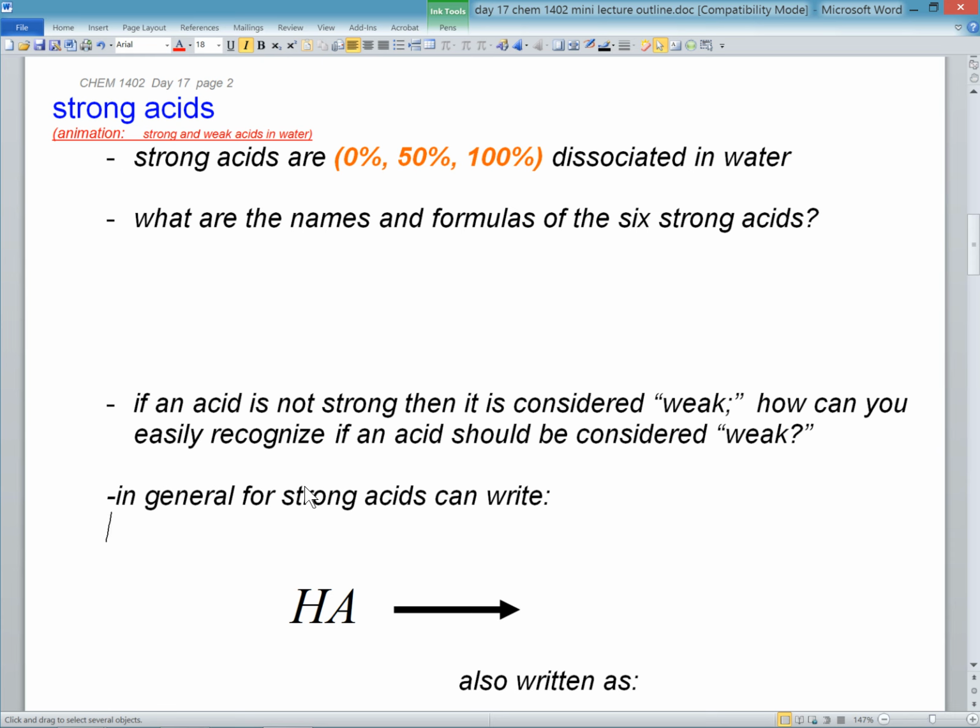So to be a little more specific, we have strong acids and we have weak acids. Strong acids are blank percent dissociated in water. Well, according to that video, you can do better than 50. 100%, right? 100% dissociated in water. We need to know the names and formulas of the 6 strong acids.